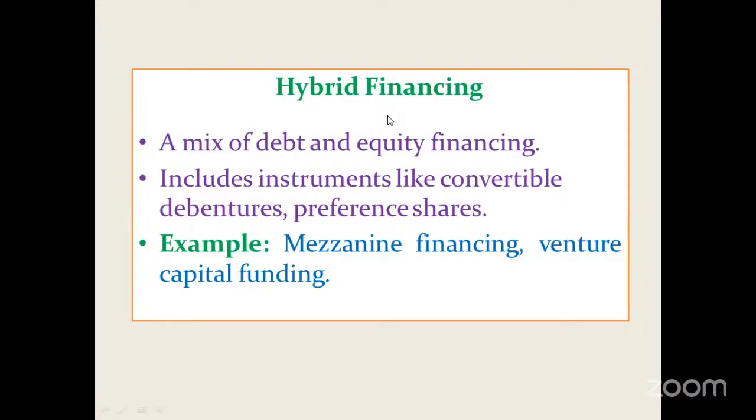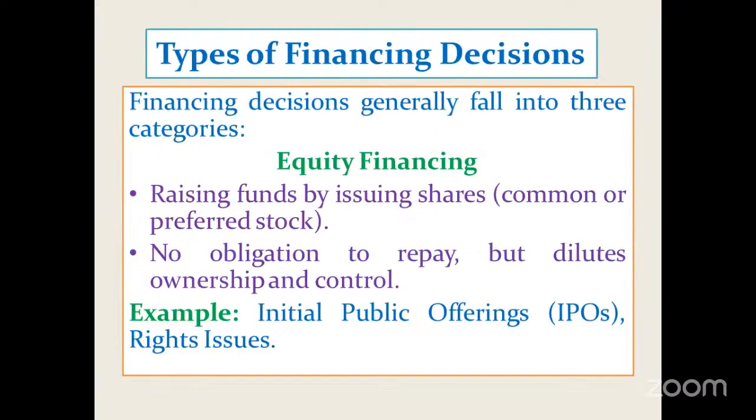So hybrid financing is a mix of debt and equity financing. So together, in the case of debt, we are taking loans from the banks or issuing corporate bonds. But in the case of equity, we are raising funds from the public. For that, we are offering IPOs, initial public offerings. We are selling our shares instead of cash, so equity shares are going to be changing hands. So raising funds by issuing shares, common or preferred, has no obligation to repay, but dilutes ownership and control. So definitely, for example, if there are 100 shares, the people who purchase 50 shares or something.